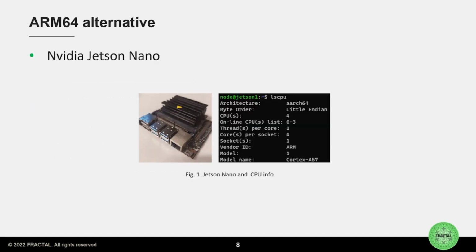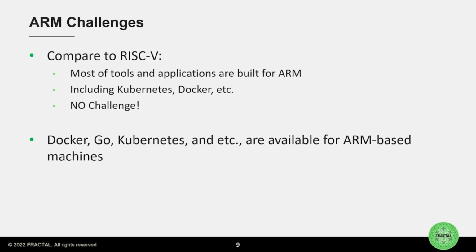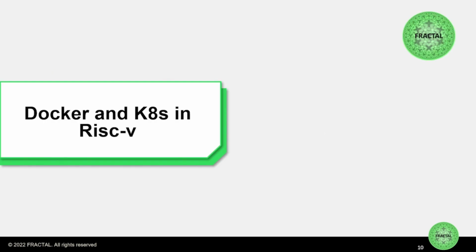However, we have an alternative for the ARM64 based architecture: to use the NVIDIA Jetson Nano, the 4GB RAM model. As you can see from the specifications of its CPU, it has a quad-core Cortex A57. If we want to introduce some challenges by comparing these two architectures, most of the tools and applications are built for ARM and alongside the AMD architecture, including Kubernetes and Docker and the necessary tools for them to provide a cluster. So ARM has no challenge in comparison to RISC-V based.